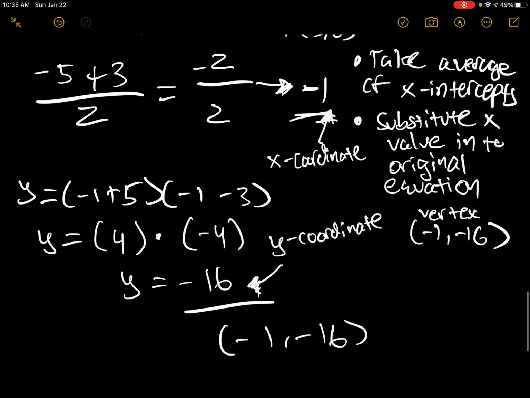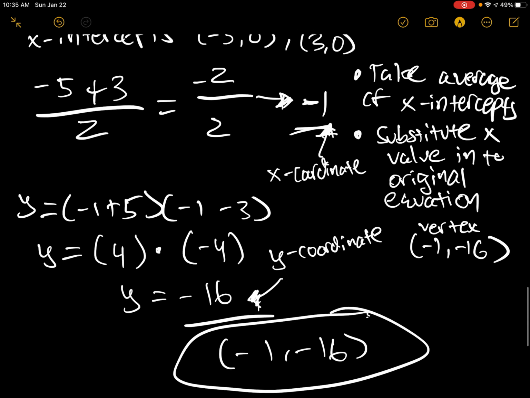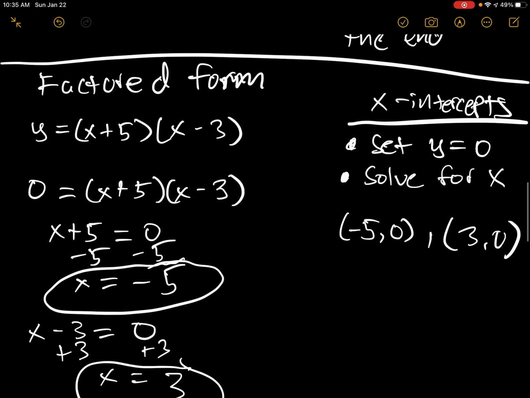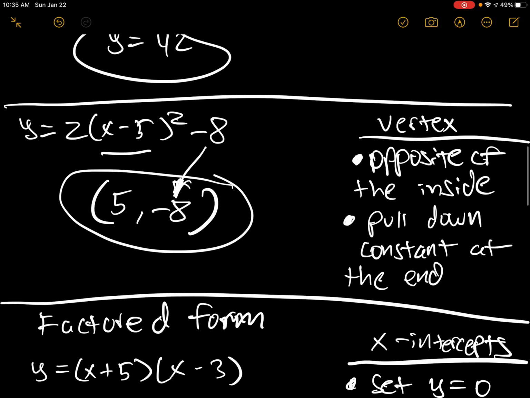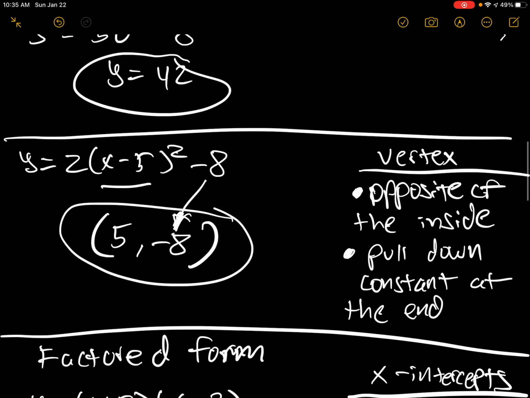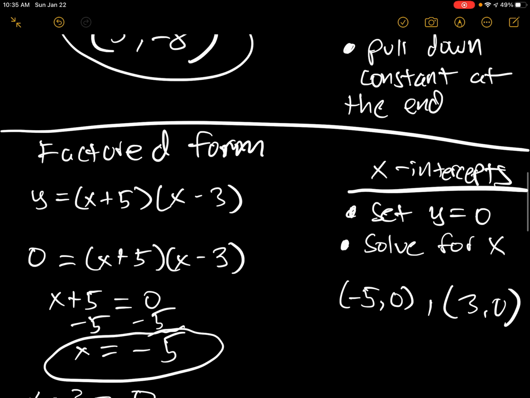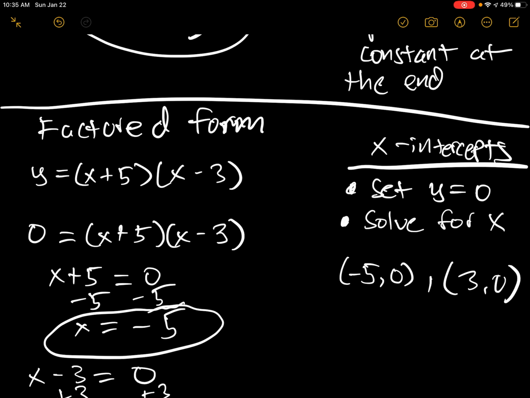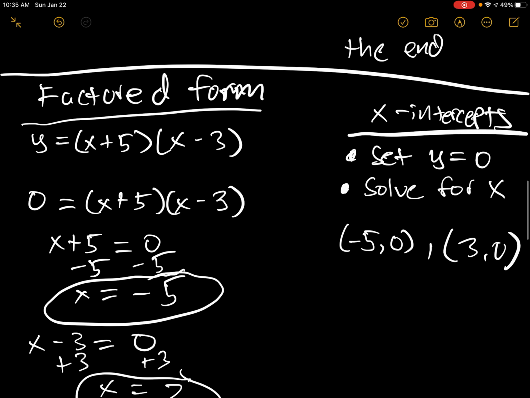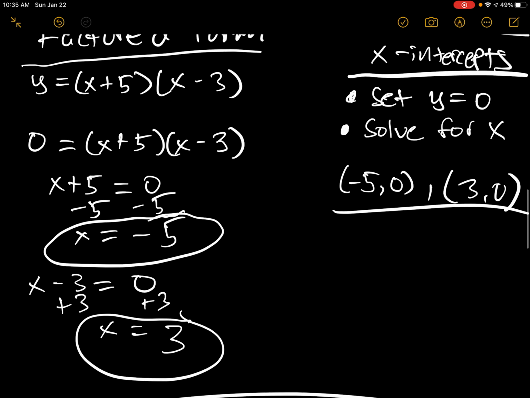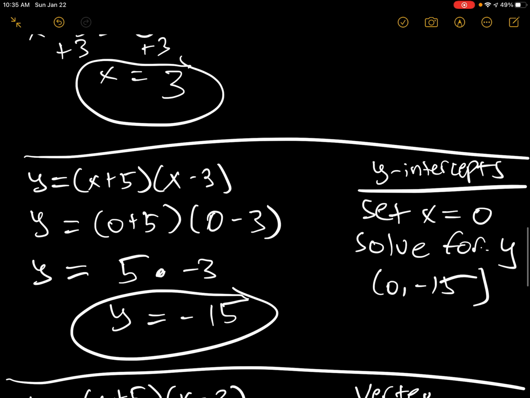So after looking at all of this, you see that we found our x-intercepts, well, I'm sorry, in factored form. We found our x-intercepts in factored form by setting our y equal to 0 and solving for our x's, and we get -5, 0, and 3, 0. And then we found our y-intercepts by setting x equal to 0, and then solving for our y, and we get 0, -15.